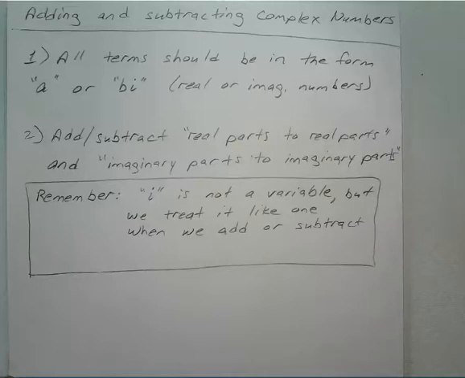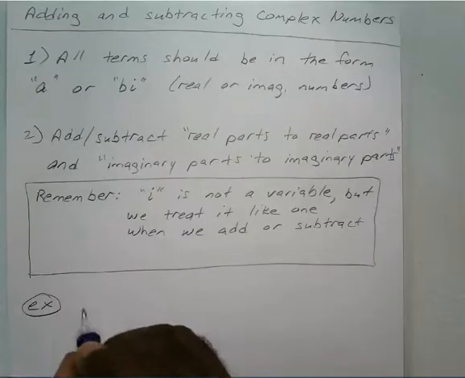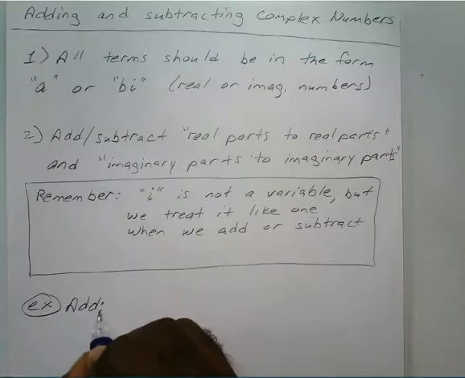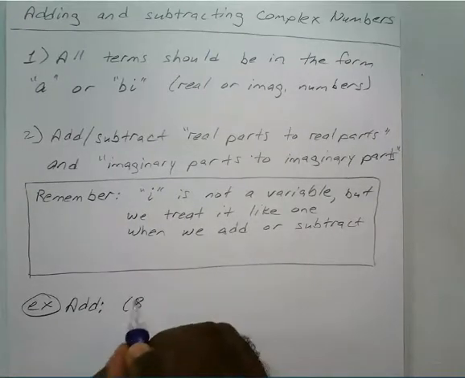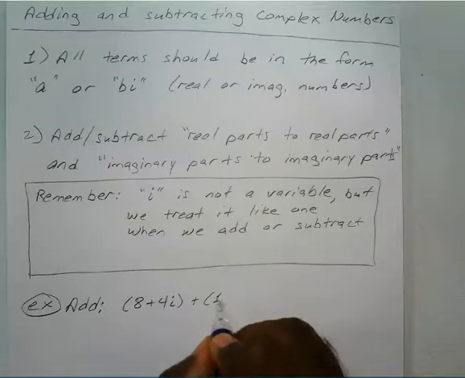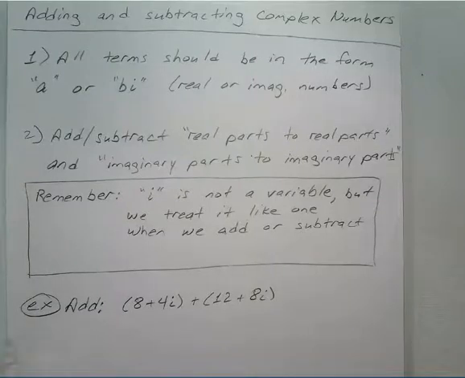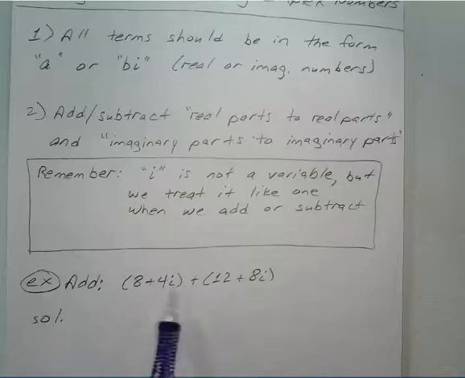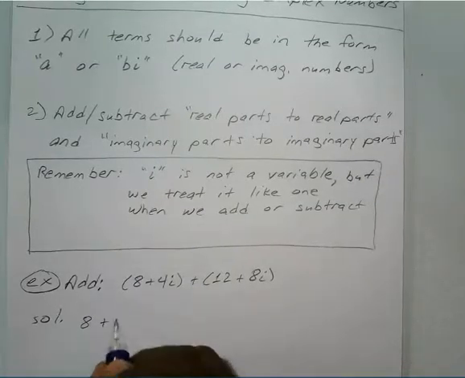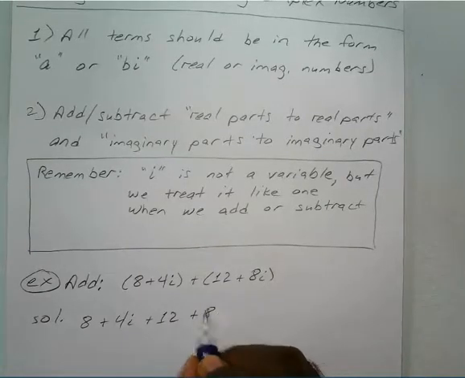Okay, so let's do our first example. Let's say you wanted to add 8 plus 4i plus 12 plus 8i. Since both of these are positive, we just go ahead and drop the parentheses. So you have 8 plus 4i plus 12 plus 8i.